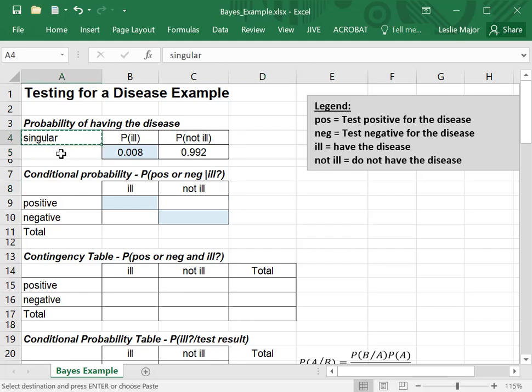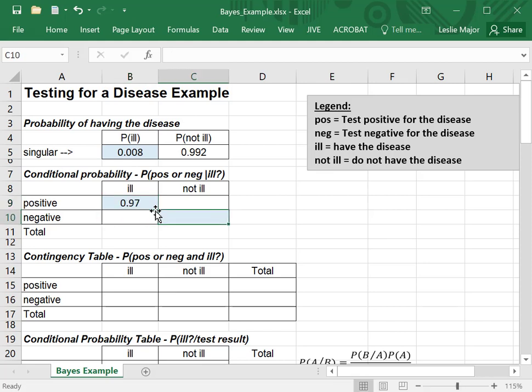Oh, sorry, I'm just going to bump this down here. So these are the singular probabilities in this line here. Now, what I like to put next is a conditional probability table. So what we were told was that the odds of testing positive, given that we have the disease, were 0.97.